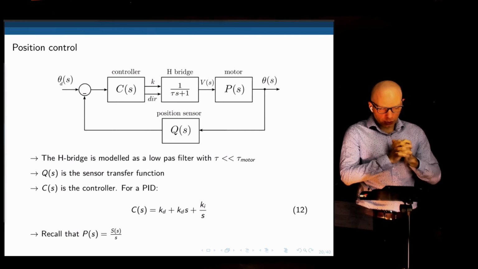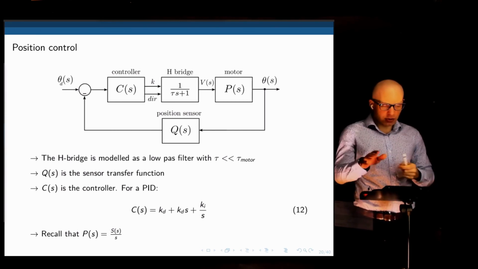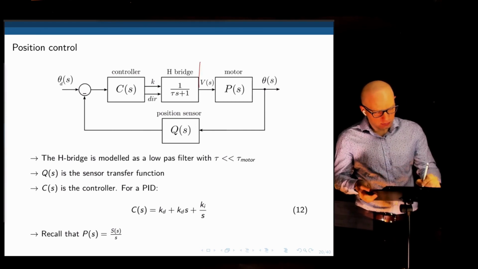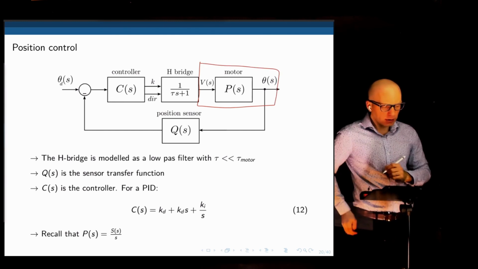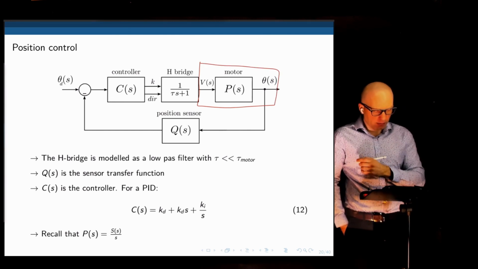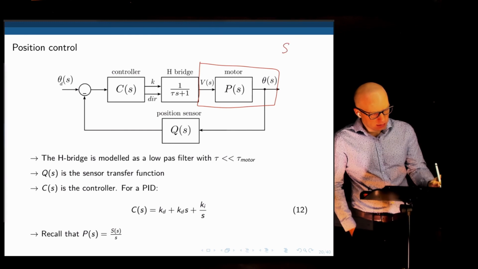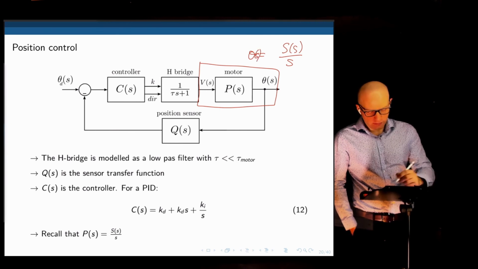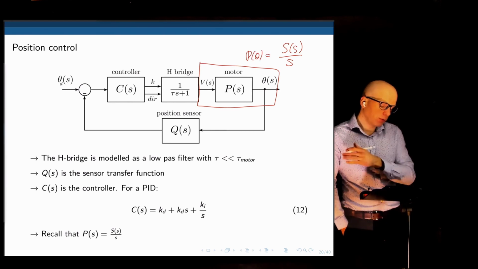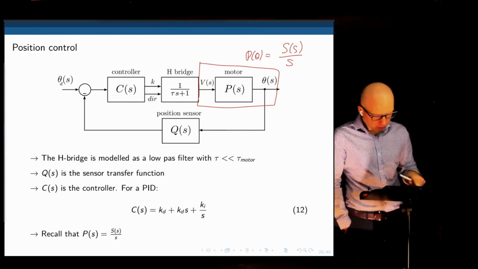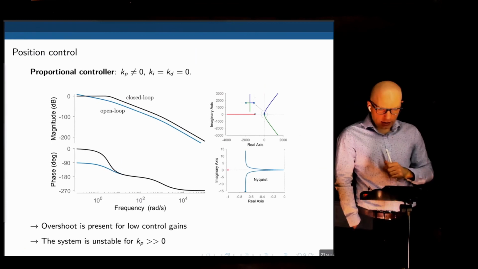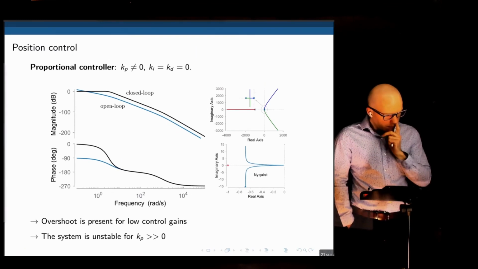Moving on to position control, same structure, but now we see that our transfer function here is slightly different. We just took the transfer function we had before, I think we call that S of S, just integrate that, and this becomes P of S, not theta of S. P of S, which is the position transfer function to voltage. Same controller structure. Now let's go through our system here.